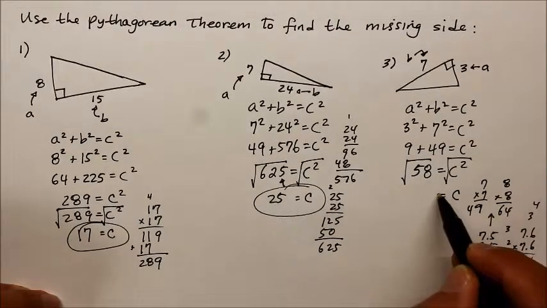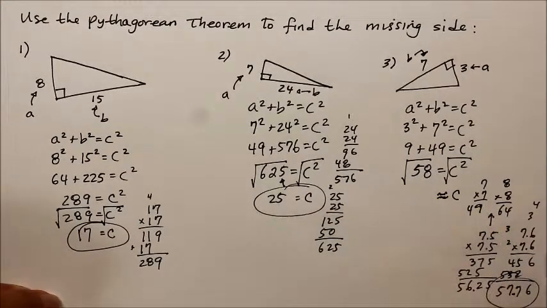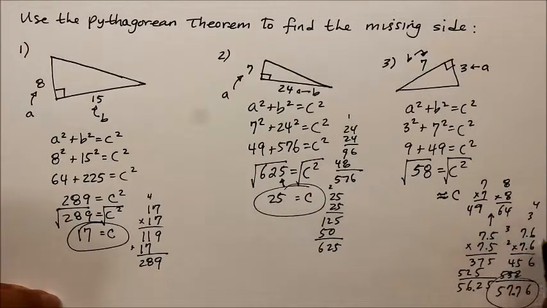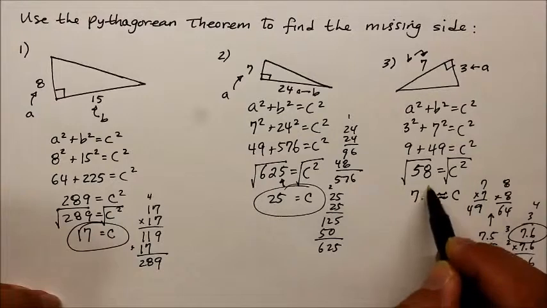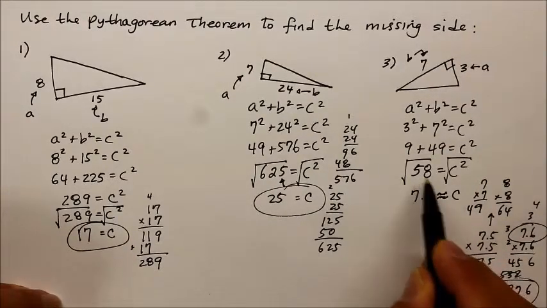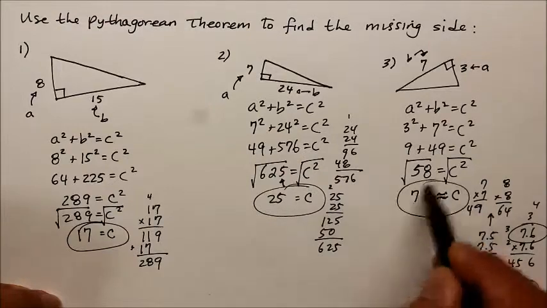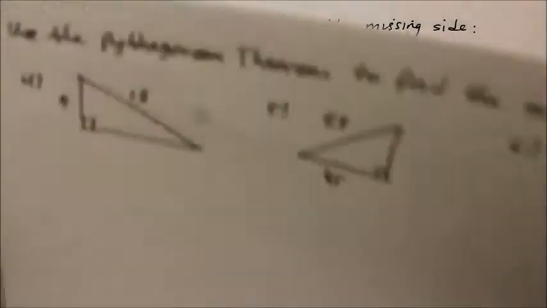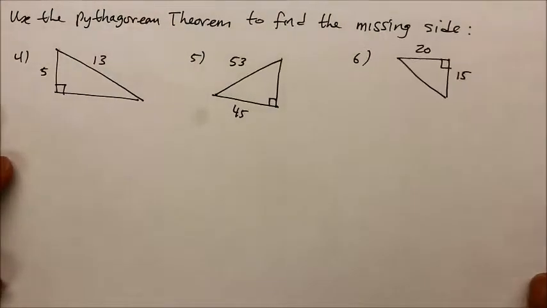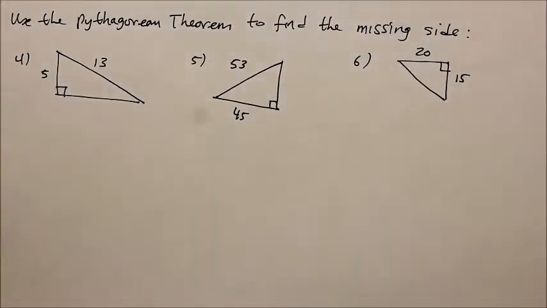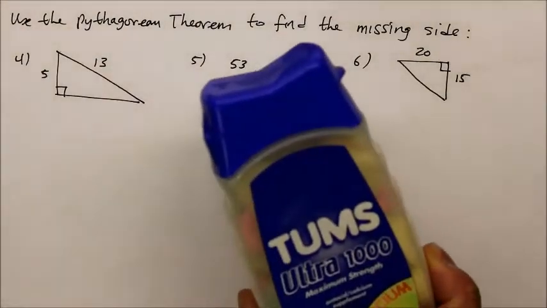So approximately it's going to be approximately 7.6, because 7.6 times another 7.6 almost gives me 58. So sometimes you have to do that. And then why don't you try numbers 4, 5, and 6, while I take some of these.